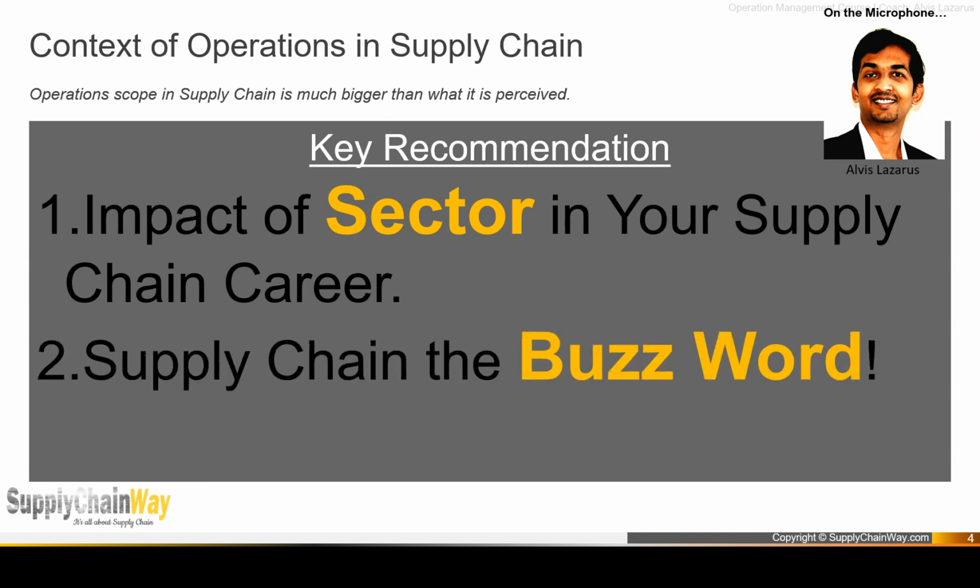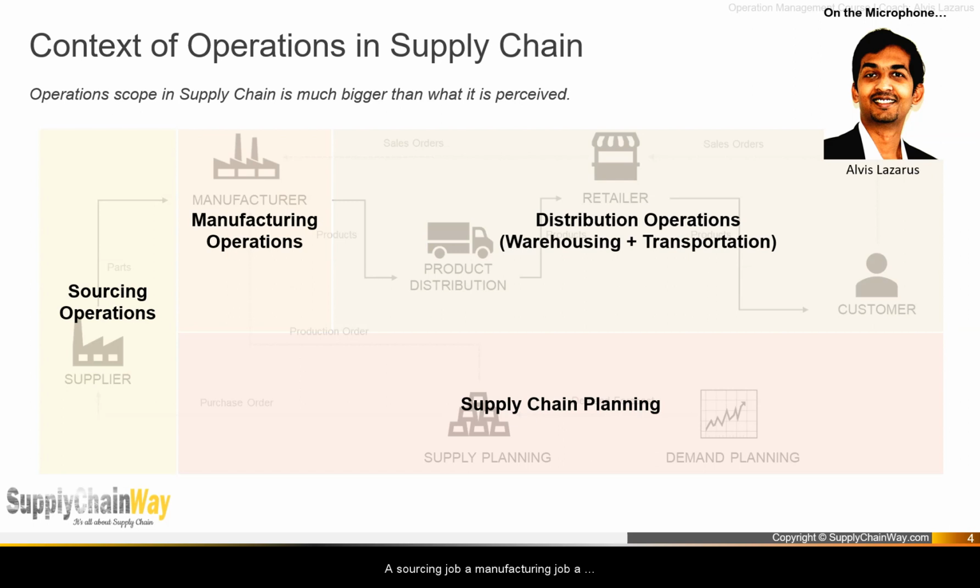Number 2, supply chain, the buzzword. It is great. Supply chain is the buzzword. Since supply chain is the most wanted job everywhere, most of the job descriptions add the words supply chain to each and every job within the supply chain. For example, a sourcing job, a manufacturing job, a distribution job, a planning job, everything is called a supply chain job.